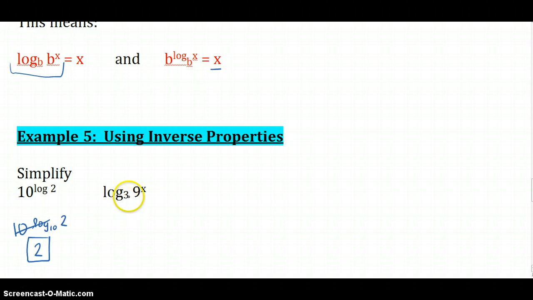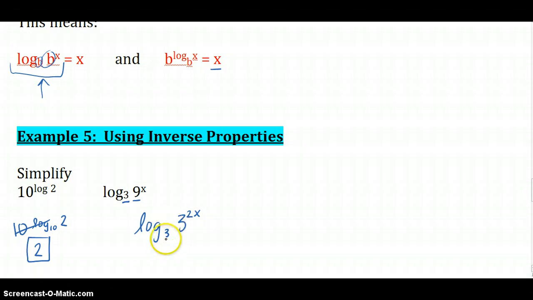Here what we're looking for is we want the base and this number to be the same, so that then we have inverses and we can get x. In order to do that, these two numbers have to be the same. So our goal is to try and get 9 as 3. Well, we know that 9 is also 3 squared. So we can rewrite this as log base 3 of 3 squared x, because 3 squared is 9. This is the same exact thing.